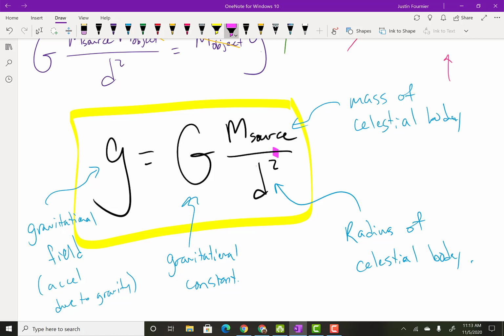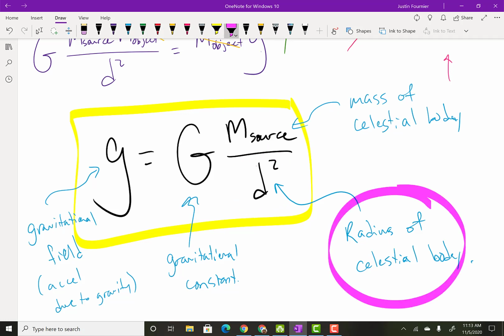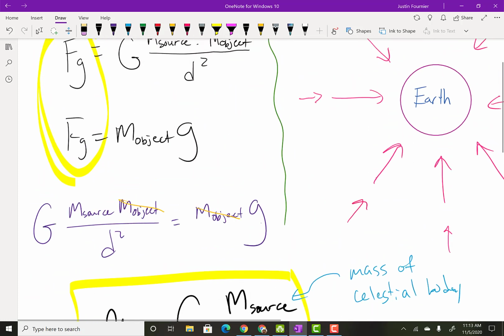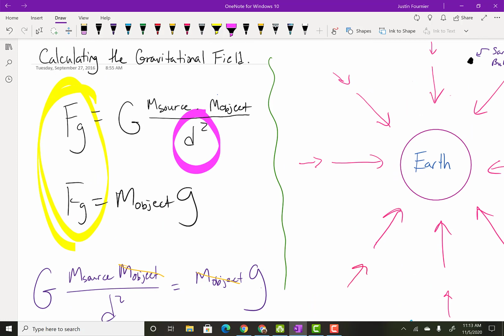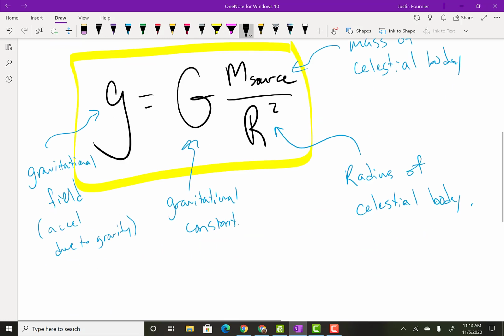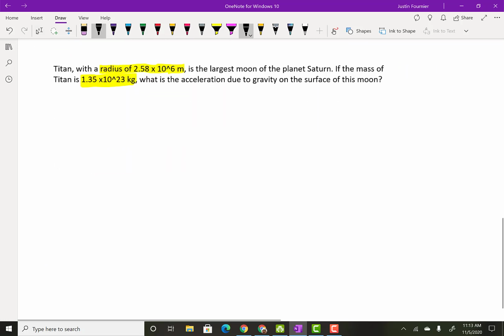And then d squared. In this class, d is always going to be the radius of the celestial body for this particular equation. In fact, I'm just going to replace this. This isn't going to be d anymore, I'm just going to call it r, because that's just going to confuse people. So we'll say r squared right there. Okay, so I can use this equation now to solve this particular problem.